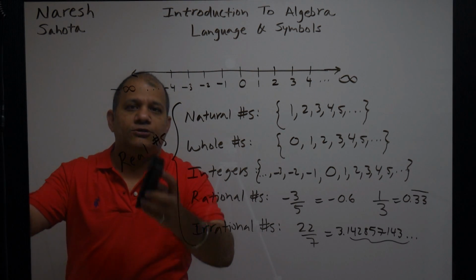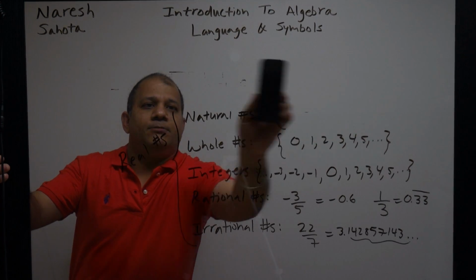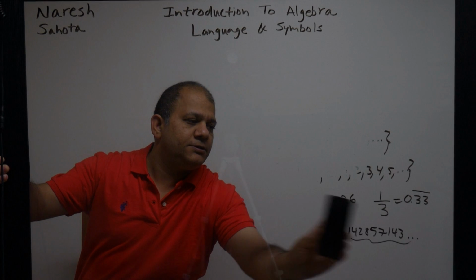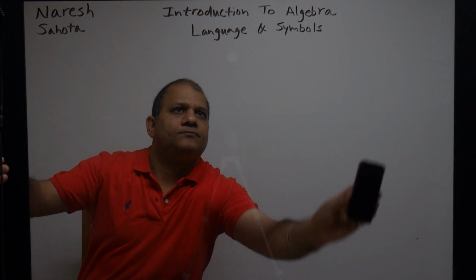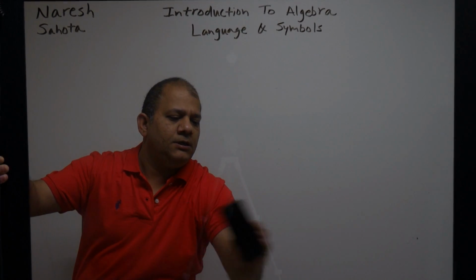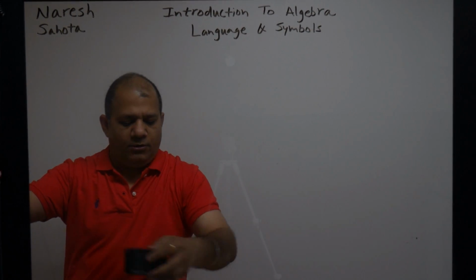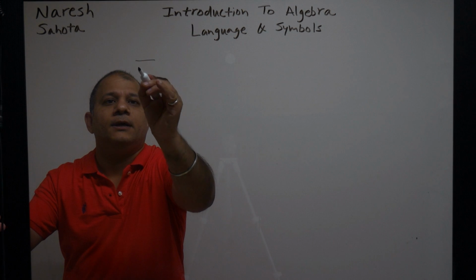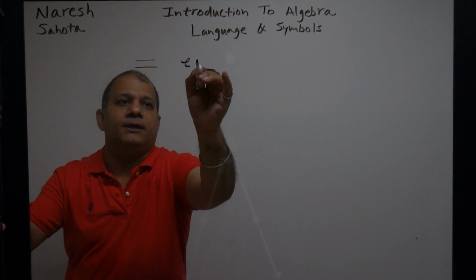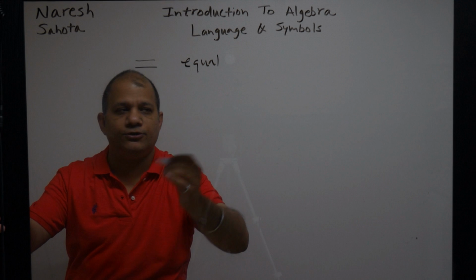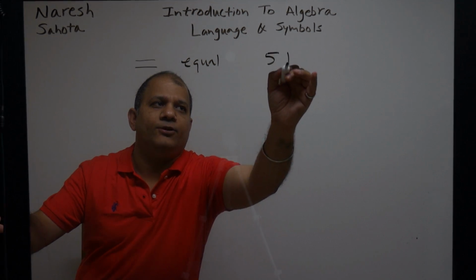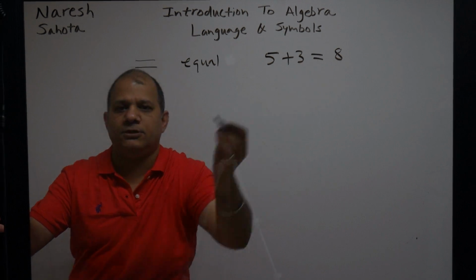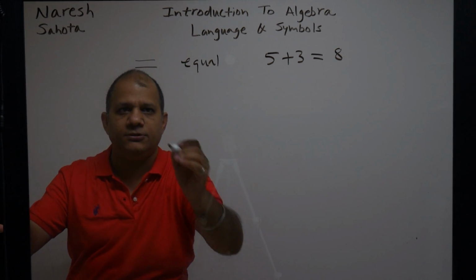So now we're going to talk about symbols when we compare numbers. The first symbol we're going to look at is the equal sign, and we all know what an equal sign looks like. So that's equal to, and you would see if you were given something like this, 5 plus 3 equals 8. So here's a symbol and here's the use.